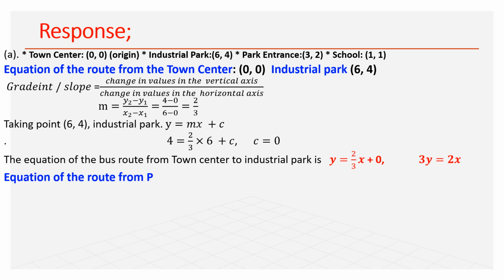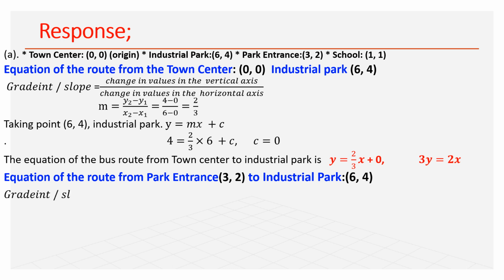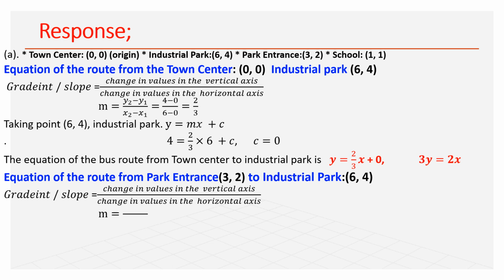Equation of the route from the park entrance to the industrial park. Because for you to get into the industrial park, you must have the entry. So what is there at the entry? Do we get the same straight line? Let's check. So the slope, as usual, we know that. Get the difference in y, difference in x. Ideally, we are getting the same gradient. And the mathematician who is present today is seeing something.